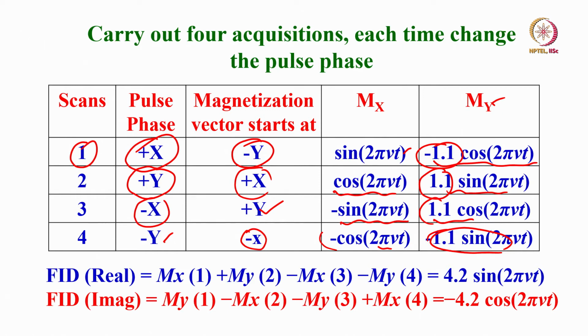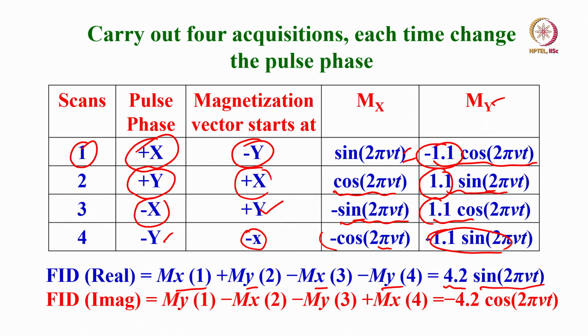What is the FID of the real part? It is the Mx of 1, plus My of 2, minus Mx of 3 and minus My of 4. All the 4, it is nothing but the FID for the real part. I add up all these things. Then I am going to get 4.2 times sine of 2 pi nu t.